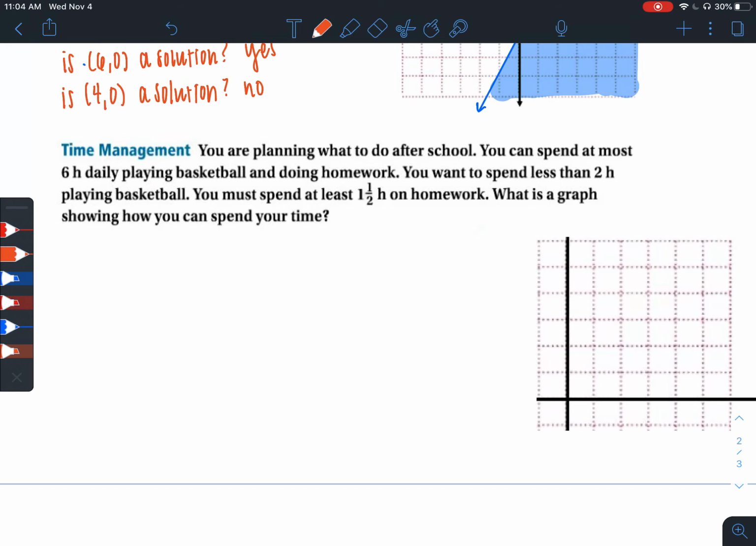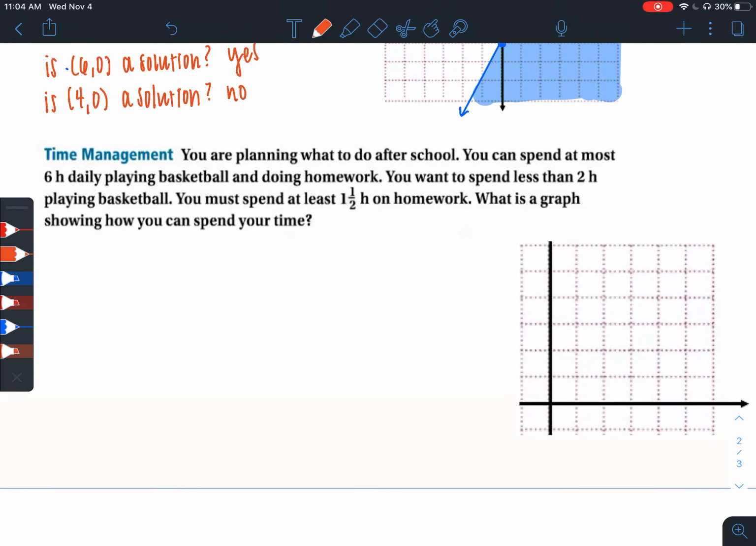All right, so next up, we have our final example. So it says you're planning what to do after school. You can spend at most 6 hours daily playing basketball and doing homework. You want to spend less than 2 hours playing basketball, but you must spend at least an hour and a half on homework. What is the graph showing how you can spend your time? So we're going to write 3 linear inequalities. I'm going to go ahead and highlight what they are. So here it says you can spend at most 6 hours daily playing basketball and doing homework. So you only have 6 hours of time you can spare. Then you want to spend less than 2 hours playing basketball, but you must spend an hour and a half on homework.